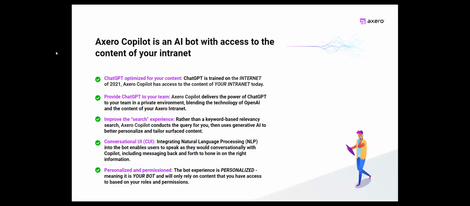It is a way to provide all the value, all the benefit of ChatGPT to your team in a private environment that's secure and permissioned, with the additional value that it's trained on and has access to the content of your intranet. I think the use case that's most different with Copilot on or Copilot off is the search experience.